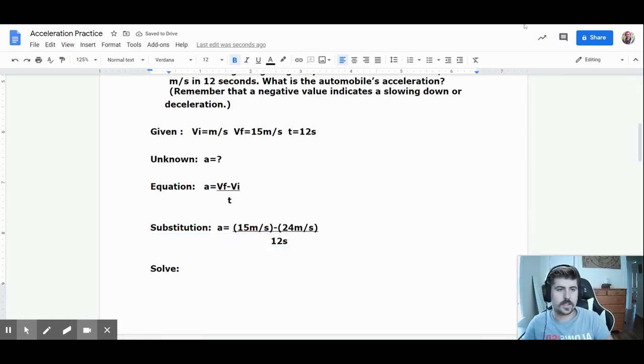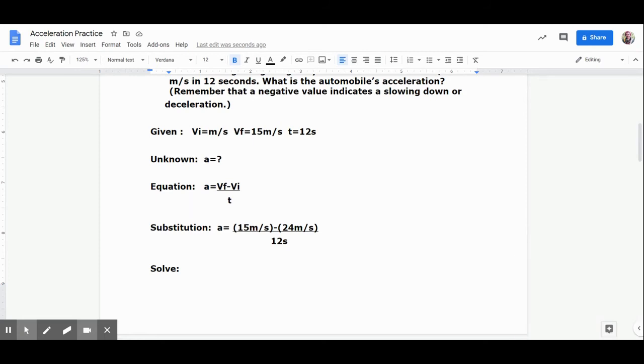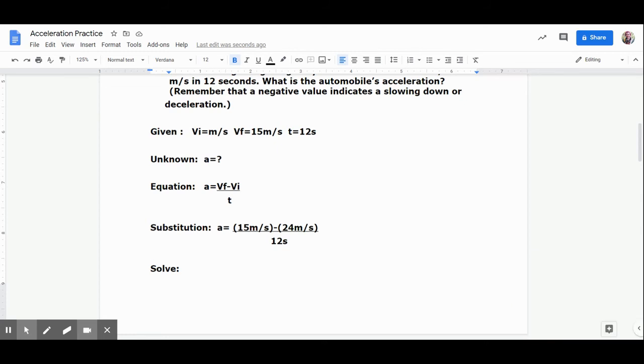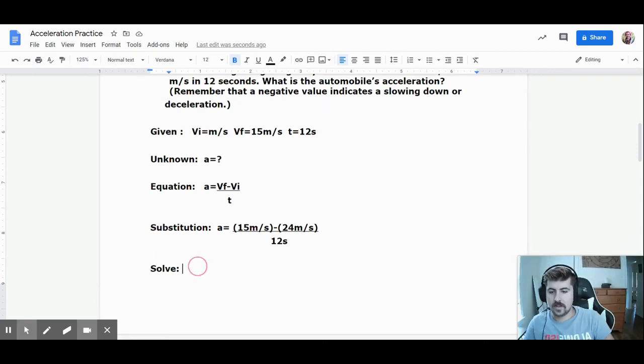What I like to do is just type into Google calculator, and then you can just pull it up there. It's quick and easy. So our numbers are 15 minus 24 divided by 12. So 15 minus 24 gives us negative 9, divided by 12. That's going to give us an answer of negative 0.75.